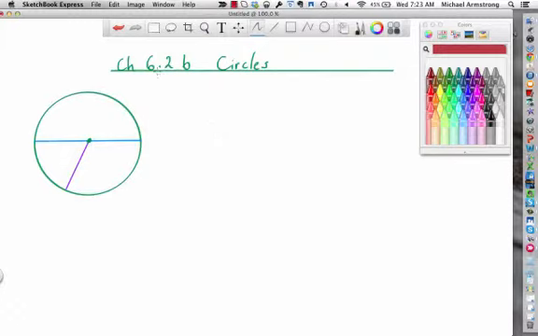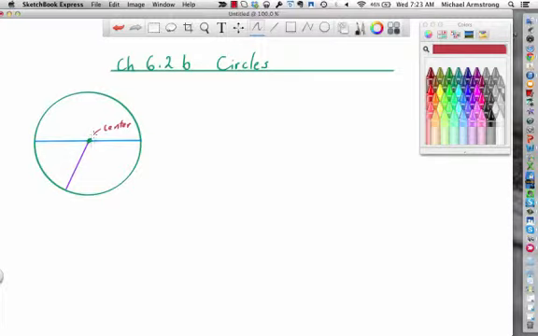Okay, chapter 6.2b is about circles, and we just need to make sure we know everything there is to know about circles. A circle is a set of points. That's this edge here. This green edge is a set of points that lie in a plane that are all the same distance from a point called the center. So this point is the center. And all of these are the same distance from the center. If you go from here to any point, it's the same distance.